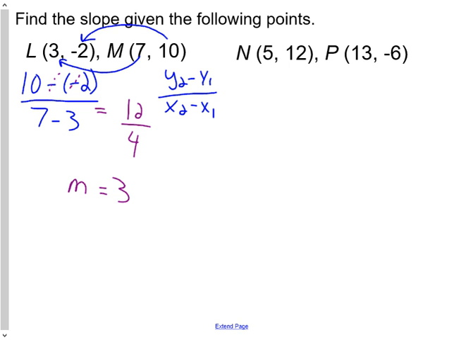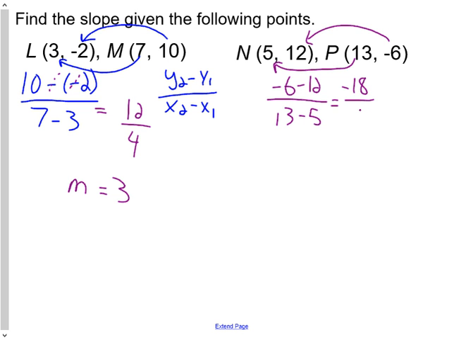One more time over here: -6 minus 12 over 13 minus 5. We've got minus 18 over 8. And to simplify, divisible by 2, we get minus 9 over 4. So that slope would be minus 9 fourths.